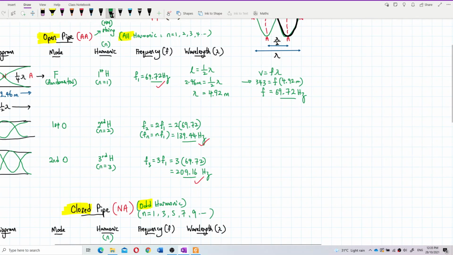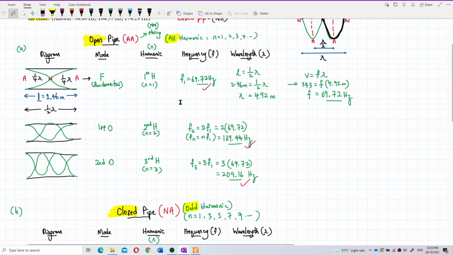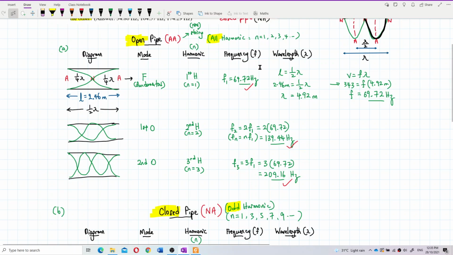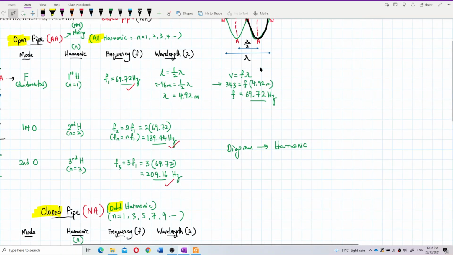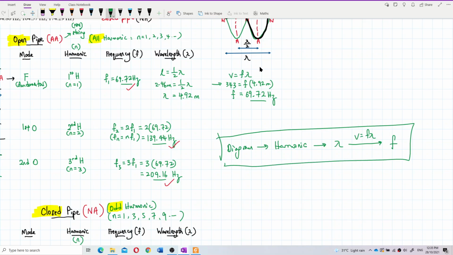So the sequence is like this. Draw the diagram first. Determine which harmonic. Then we get the wavelength, and from the wavelength, use V equal to F lambda to find the frequency. So that's the sequence of our steps here: draw the diagram, get what harmonic, and then find the wavelength. From the wavelength, use V equal to F lambda to find the frequency. That's normally the sequence.